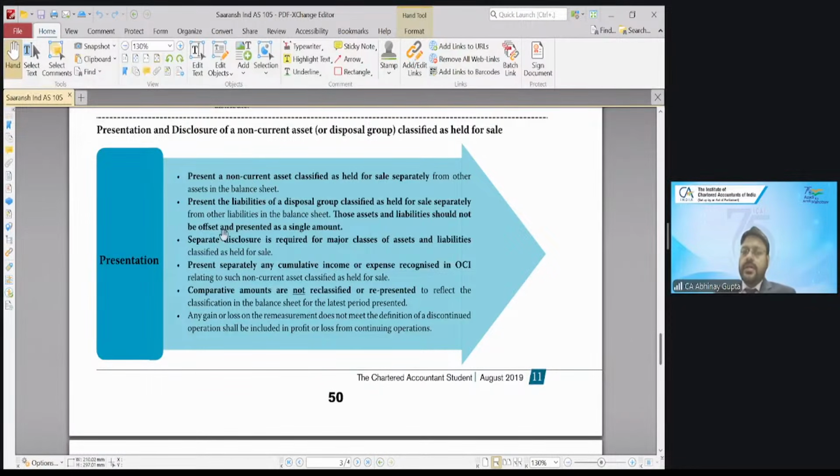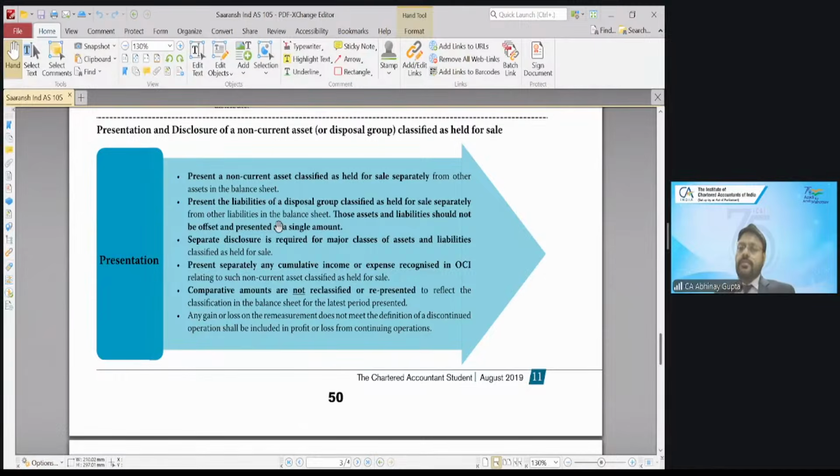in the balance sheet. Similarly, the liabilities of the disposal group, which are classified as held for sale because they are pertaining or related to the assets which are classified as held for sale.